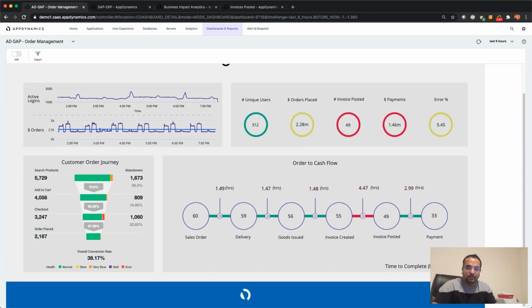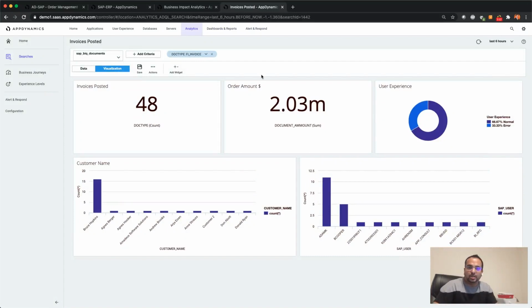Let us drill down and find out what is happening with this SAP-backed order to cash flow, or SAP-backed order fulfillment process. As we saw in the previous drill down, we have curated the dashboard to identify what the user experiences were, who the customer was, and who the SAP users were when this particular error occurred. From the first glance, we see that around 1/3 of transactions are having errors.